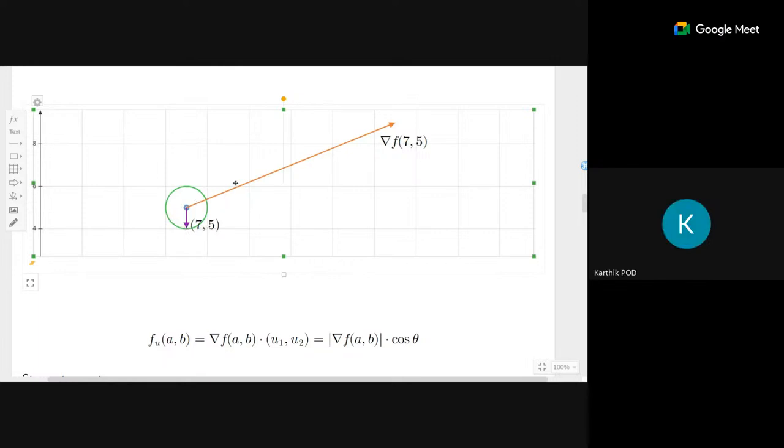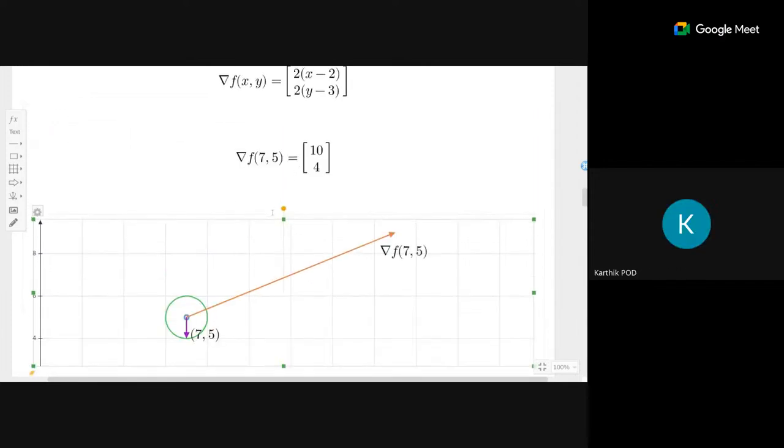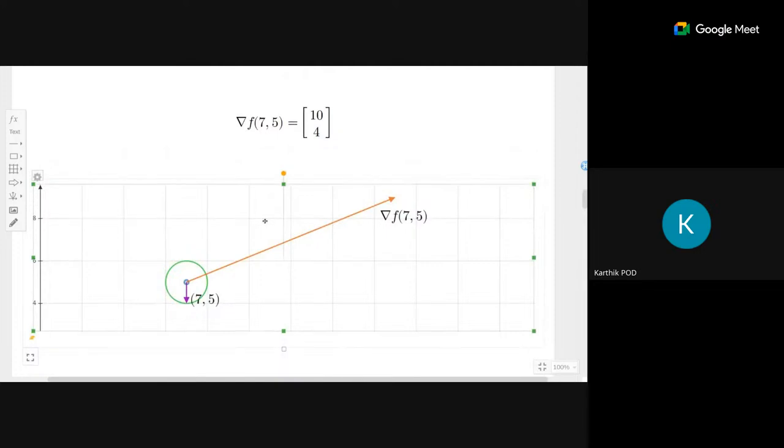So you mean how we got this orange vector? The gradient turned out to be (10, 4). You're asking why we didn't just plot (10, 4) and instead plotted something else? So actually, I was assuming that (7, 5) is pointing towards (10, 4). But it is not pointing towards (10, 4). It is pointing towards the addition of these two vectors, that is (17, 9). That is confusing.